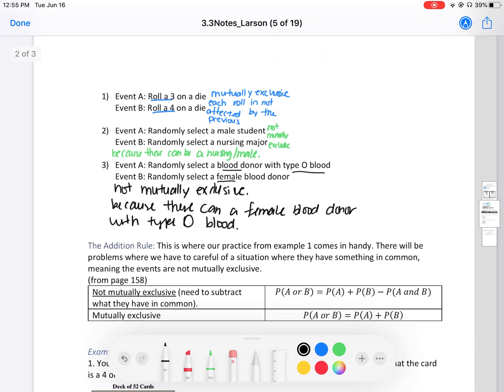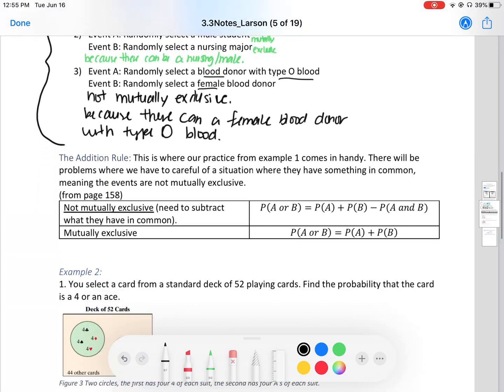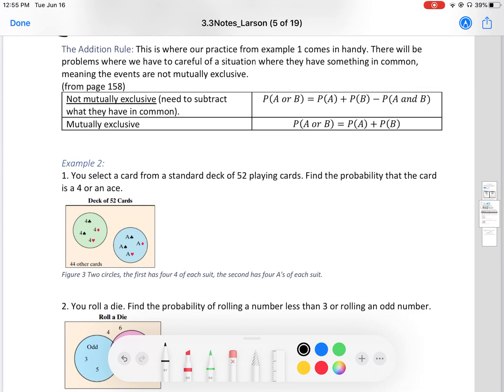All right. So when we work with these problems, we have to be careful if they're mutually exclusive or not. And these are some examples of what we mean by mutually exclusive. All right, we're going to continue with the addition rule. This is where our practice from example 1 comes in handy. There will be problems where we have to be careful of situations where they have something in common, meaning the events are not mutually exclusive.